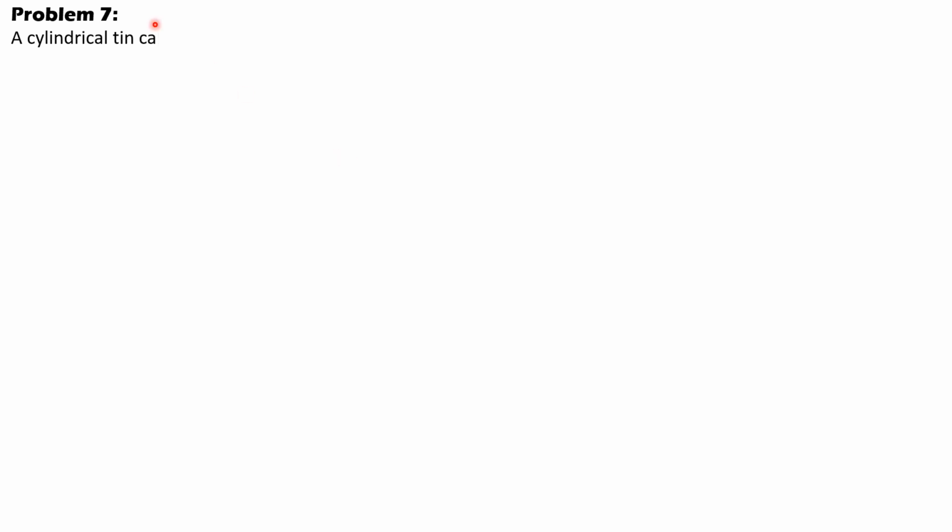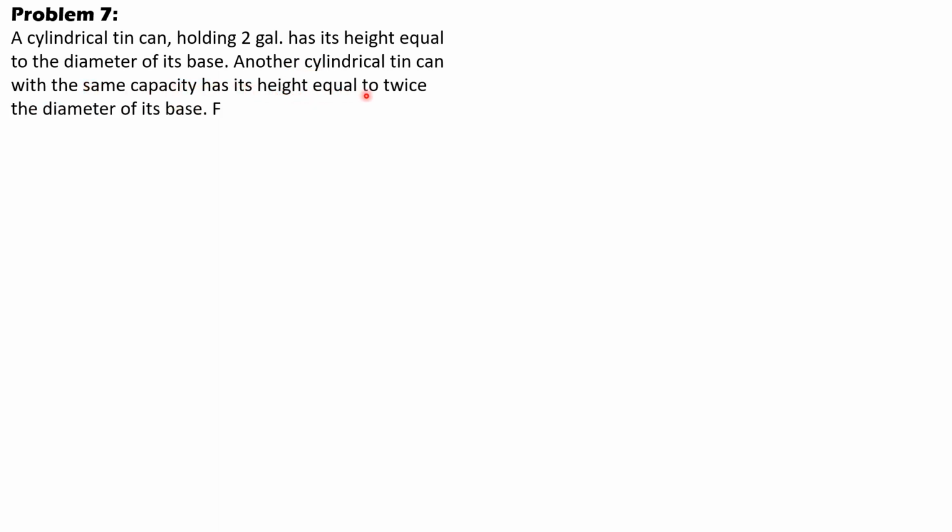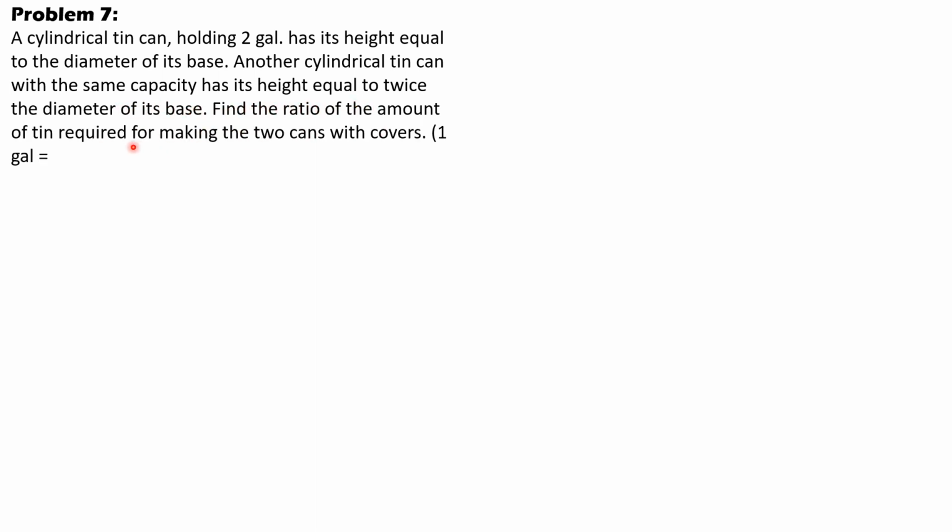So we have problem 7. A cylindrical tin can holding 2 gallons has its height equal to the diameter of its base. Another cylindrical tin can with the same capacity has its height equal to twice the diameter of its base. Find the ratio of the amount of tin required for making the 2 cans with covers. So 1 gallon is 231 cubic inches.